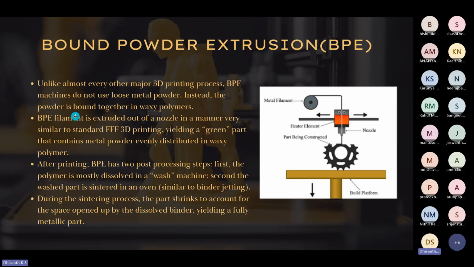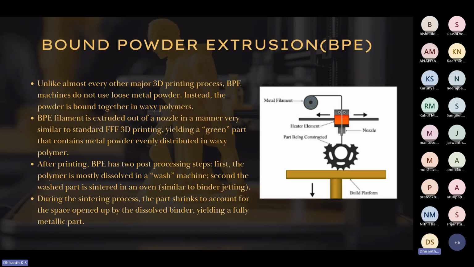Instead, the powder is bound together in waxy polymers. The BPE filament is extruded out of a nozzle in a manner very similar to standard FDM or FFF 3D printing, yielding a green part that contains metal powder evenly distributed in waxy polymer. After printing, BPE has two post-processing steps, as I said earlier. First, the polymer is mostly dissolved in a wash machine.